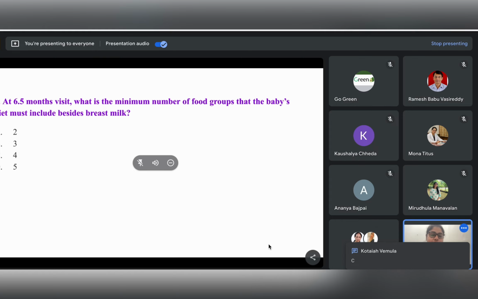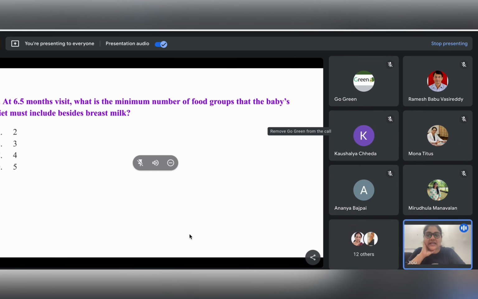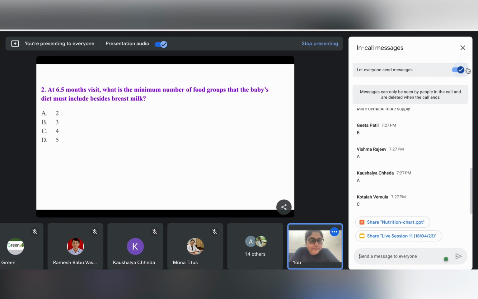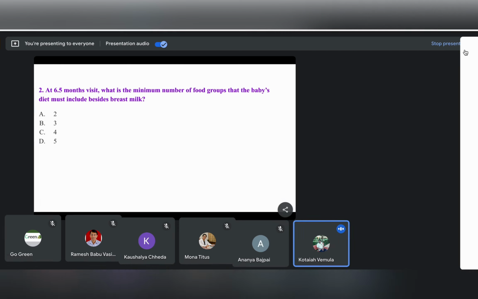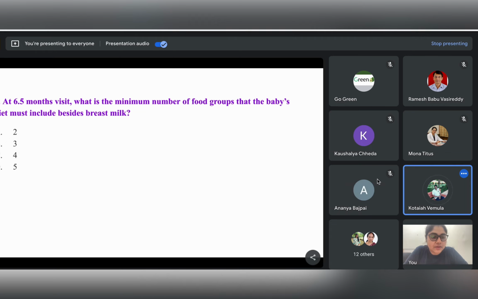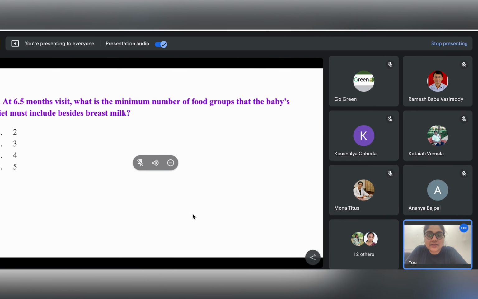Okay. So somebody has said option C. Can you please tell me why do you think it should be option C? Sorry, ma'am, it is option B actually. By mistake, I put it as C. Okay, that's fine. Then somebody has said option A. Why do you think it's option A?